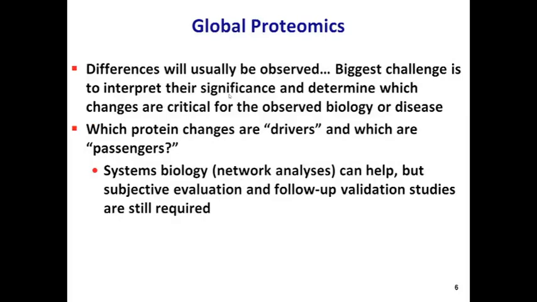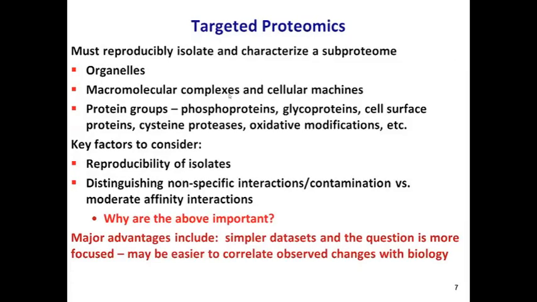When conducting global proteomic studies, invariably we're going to observe differences. The real challenge is to interpret the significance and to understand what are the key factors or the drivers that define the observed biology or disease. There are frequently many changes that are considered passengers that are just along for the ride, so to speak. Now, systems biology types of analyses, such as network and pathway analyses, can help define what are some of the key changes in a proteome. However, follow-up validation studies are still required to test and determine which are the key drivers.